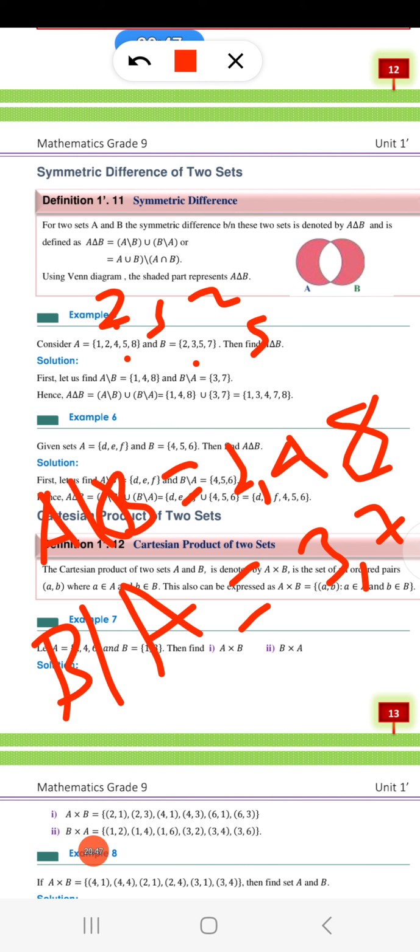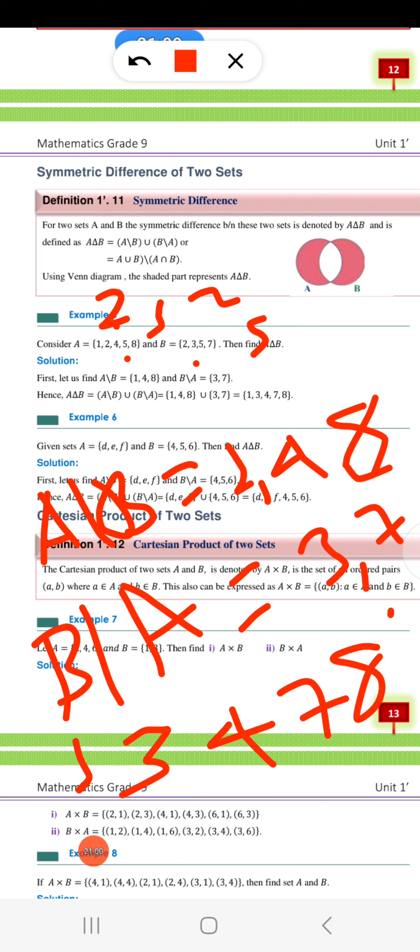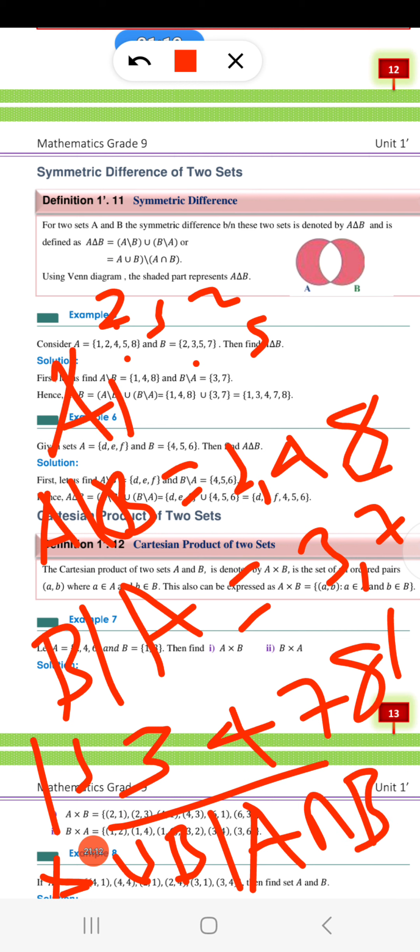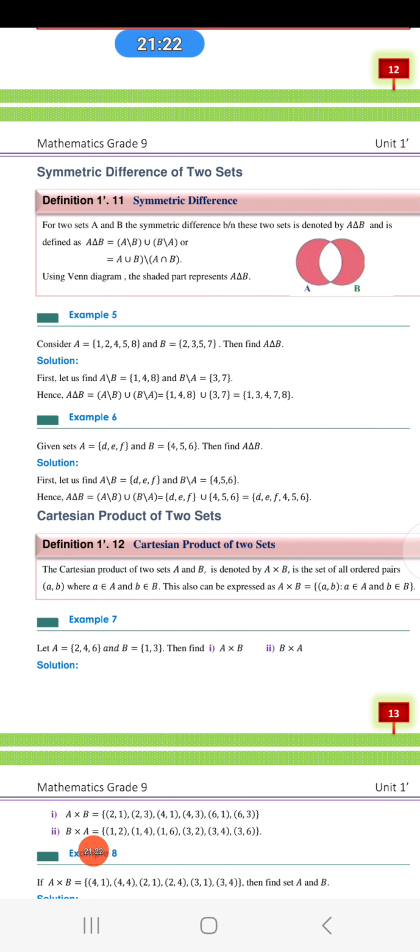Okay, when we combine them, A union B is {1, 2, 3, 4, 5, 7, 8}. A union B without A intersection B, or A delta B, or A symmetric difference B.